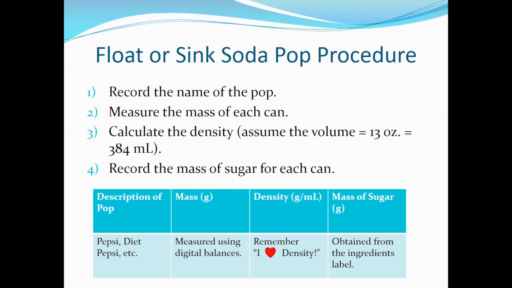To complete the lab, you will record the name of the soda pop, place the pop in the water and note whether it floats or sinks, then remove the can and pat it dry. Measure and record the mass of each can. Calculate the density, assuming the volume is 13 fluid ounces or 384 milliliters, and record the mass of sugar for each can. You will then complete the calculations and questions attached to the lab procedure handout.